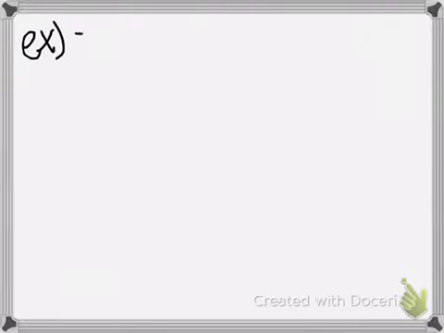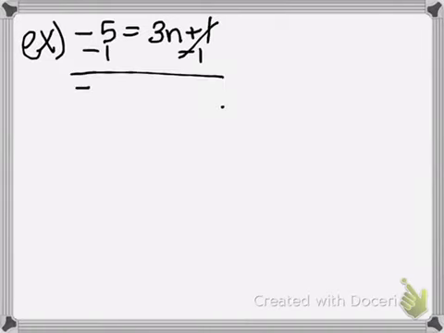Alright, so let's look at an example. We're given -5 equals 3n plus 1. The first thing I need to do is subtract 1 from both sides. By subtracting 1 from both sides, it cancels out the 1 on the right, and we're left with -6 equals 3n. Once I'm left with -6 equals 3n, I now need to get rid of the 3. Since it's being multiplied together with the n, I know I can divide both sides by 3.